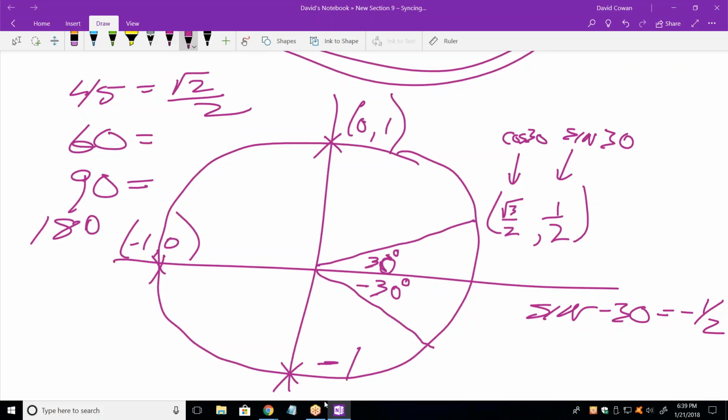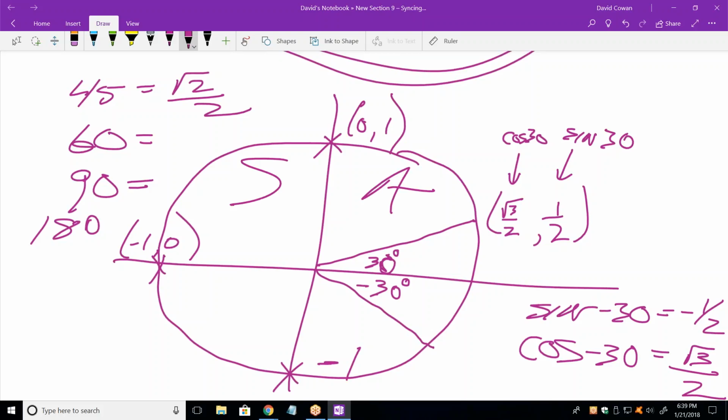What's the cosine of negative 30? Square root of 3 over 2. And notice that it's positive because it's all students take calculus. Cosine is positive in the fourth quadrant. And we're in the fourth quadrant when we talk about minus 30.